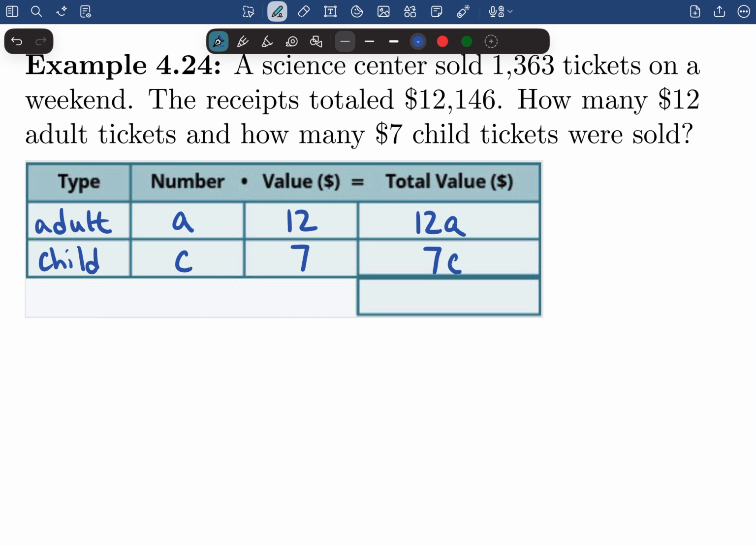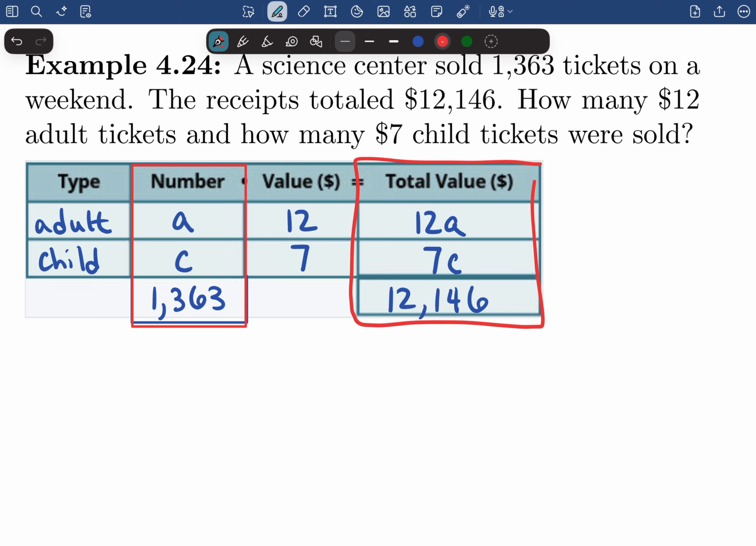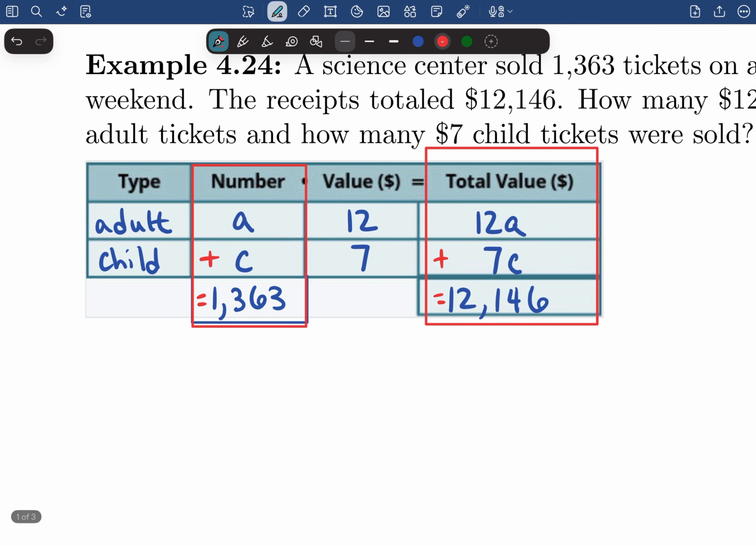So let's input that information in. I've got 1,363 tickets sold, so that's my total number of tickets right there. And then the total value was $12,146. Now I could take these two columns, the number column and also the total value column, and create a system of equations with these two columns by adding the pieces together and setting equal, like this.